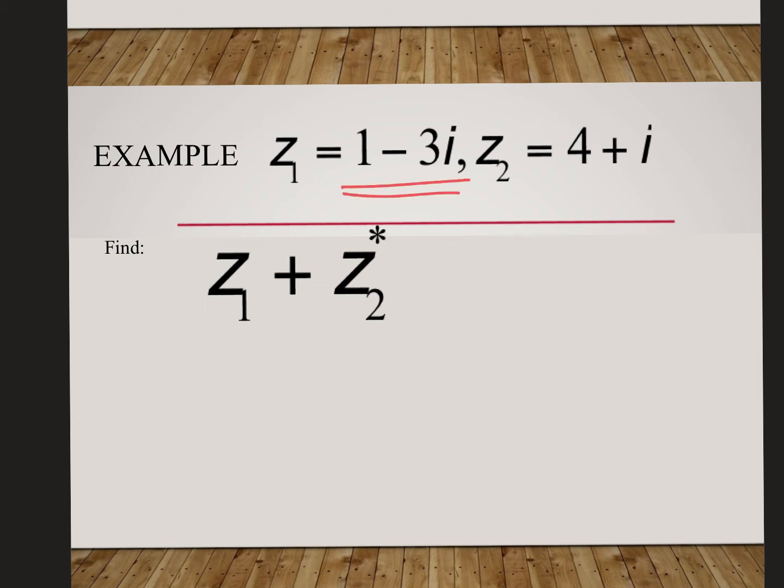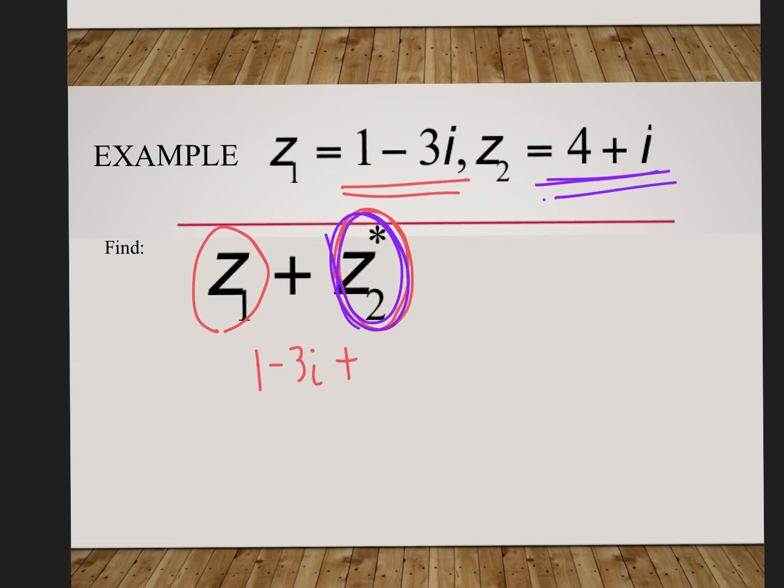Okay, so if you are given this problem, again, here are two complex numbers. Here's the first one underlined in red. Here's the second one underlined in purple. This is saying, let's take the first complex number, and let's add it to the complex conjugate of the purple one. So the complex conjugate would be 4 minus i.